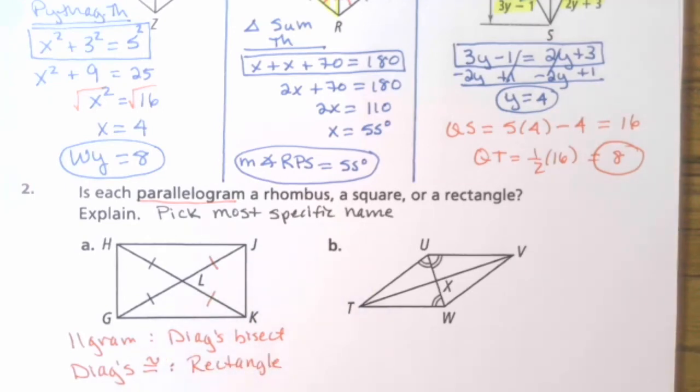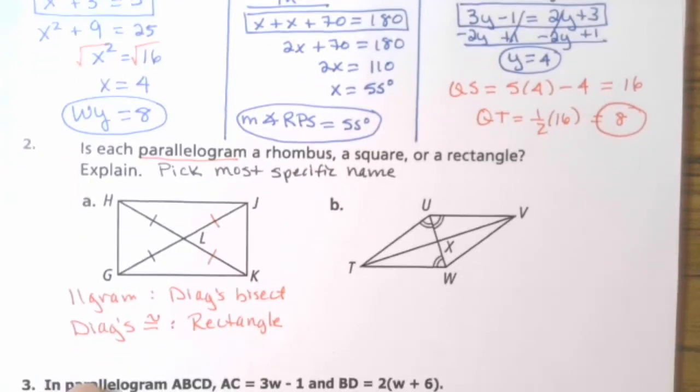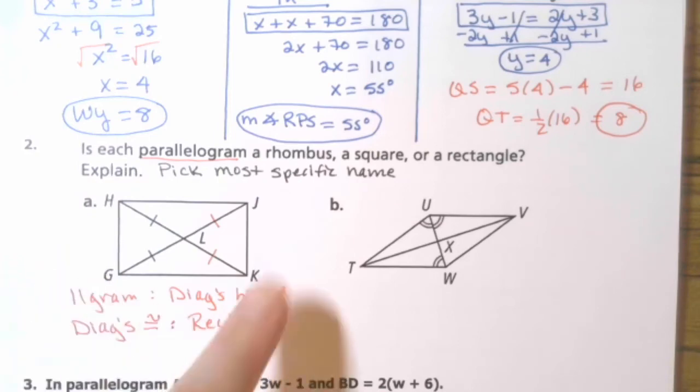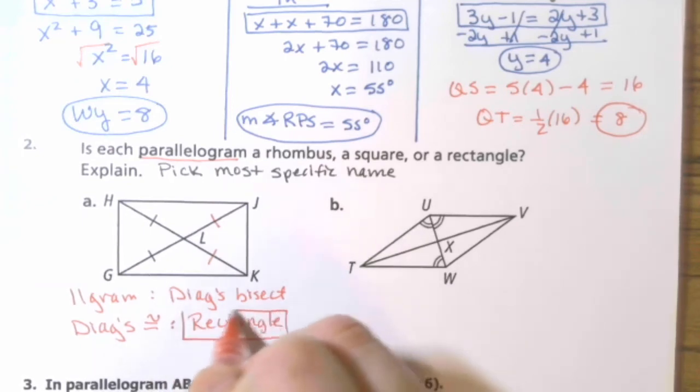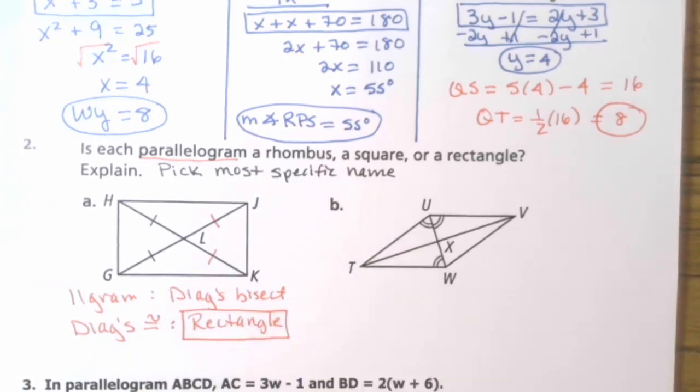Now the question is, is it a rectangle or is it a square? The problem is that a square is a type of rectangle. A square does have diagonals that are congruent and bisect, but a square has the additional property that all four of the sides are the same. We don't have that information here. We don't know anything about HG and JK. All we know is that the diagonals are congruent and they bisect. So rectangle is as specific as we can get without additional information.